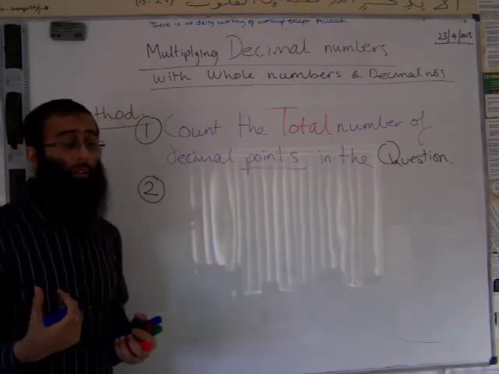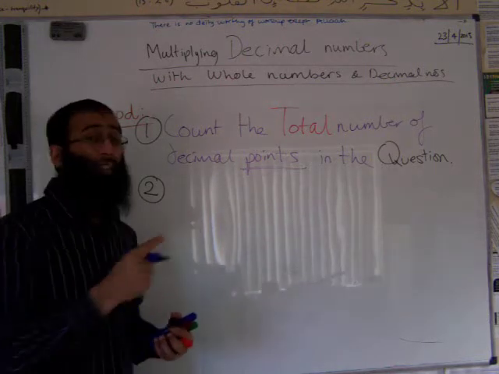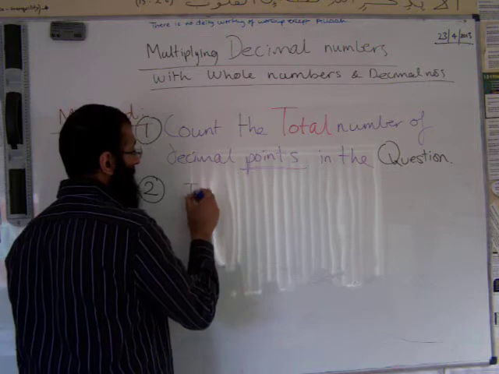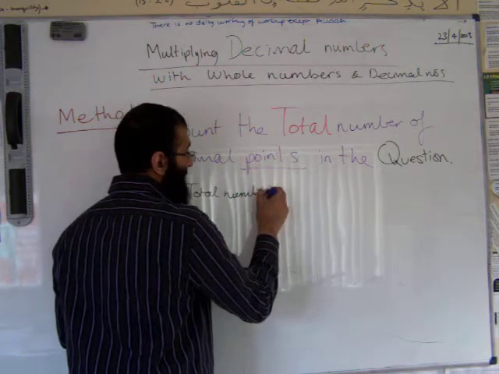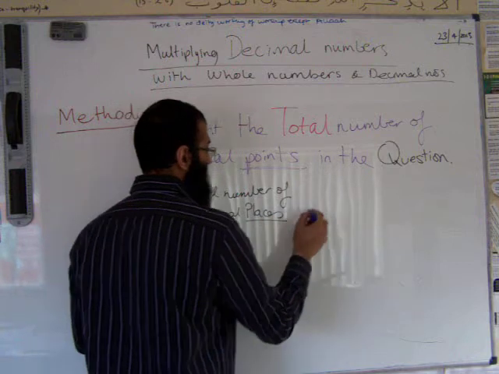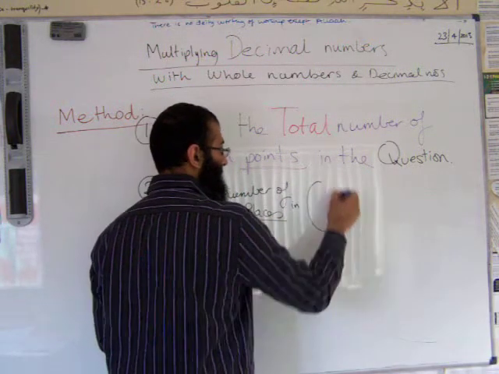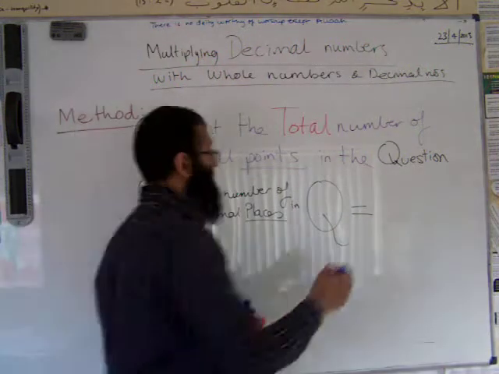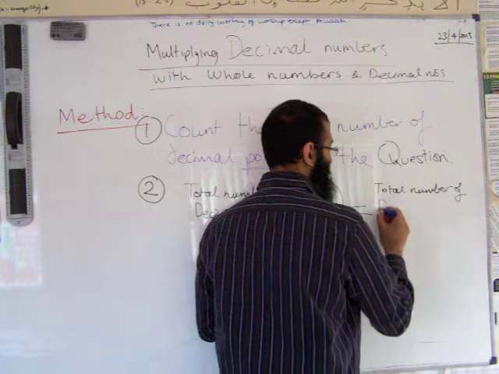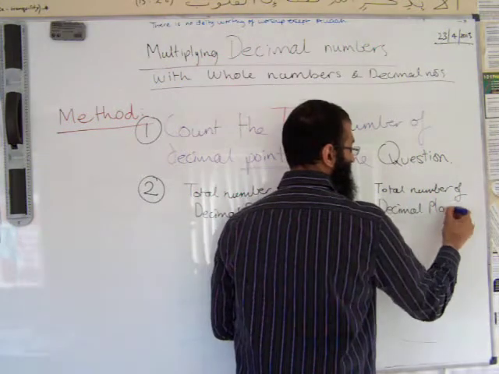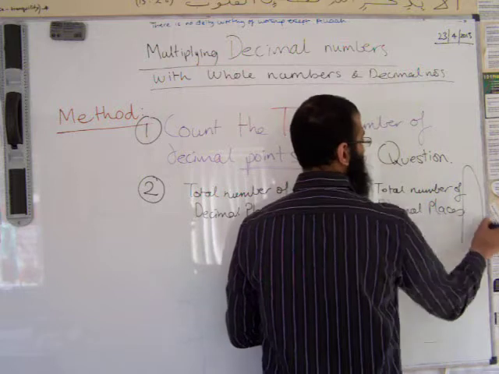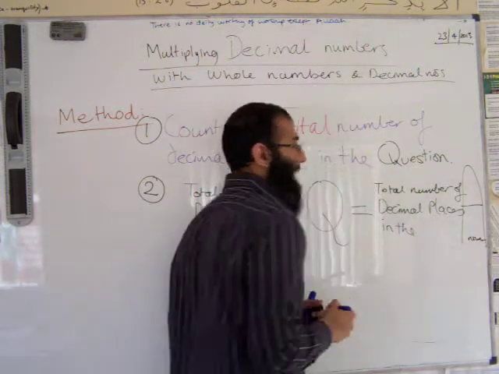Then we need to make a statement. The statement is this: the total number of decimal points in the question is the same number of decimal places in the answer. So then you make a statement. We say the total number of decimal places in the question is equal to the number of decimal places in the answer.